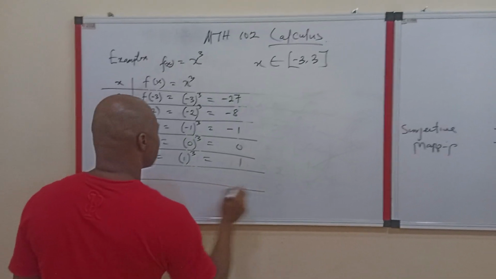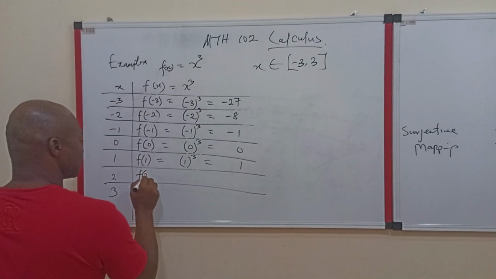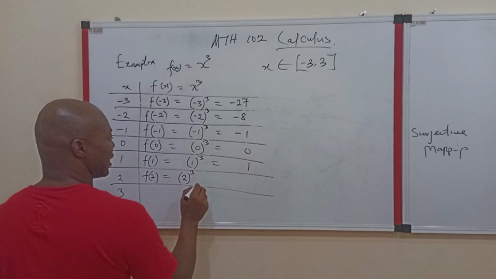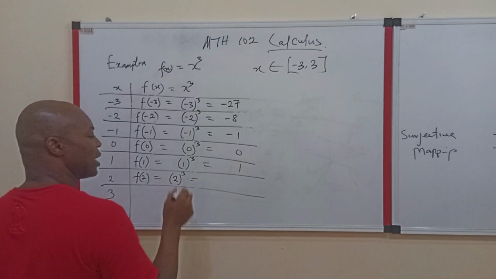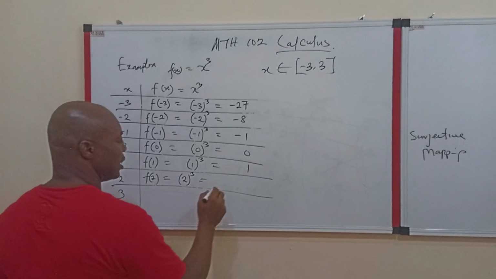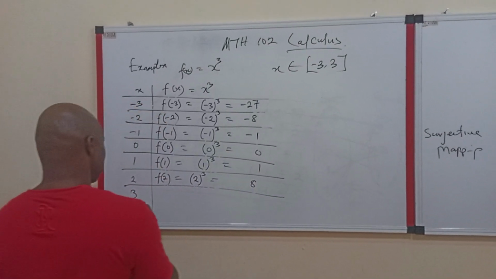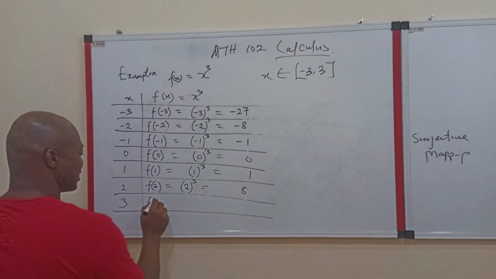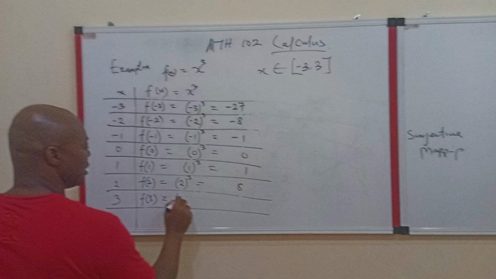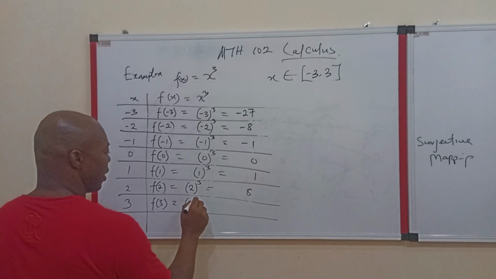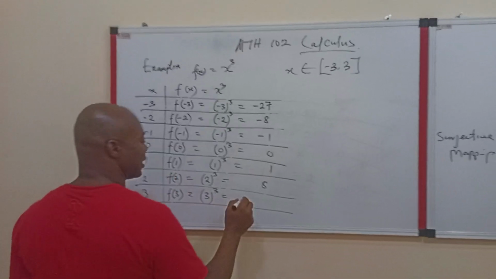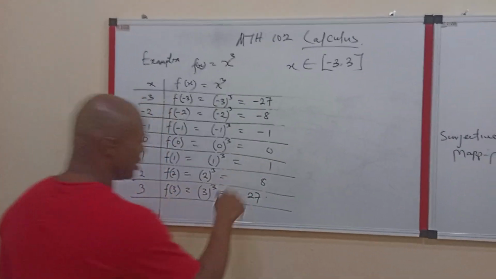Now if x takes 2, what happens? We have 2 raised to power 3. So that we get 2 times 2, which is 4, times 2 again, which is 8. Now here we get 8. Last, we can't get 3 again. So if x takes 3, what happens? We will get 3 raised to power 3. So that 3 times 3 will give you 9, times 3 again will give you 27.